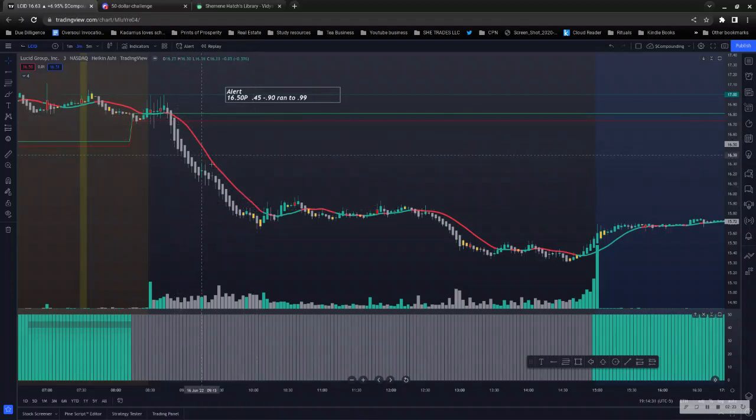The simple moving average indicator was red. And so I alerted puts at this level here. The puts were 45 cents. They ran to 90 cents. Actually ran to 99 cents, but I alerted the exit for 90 cents.